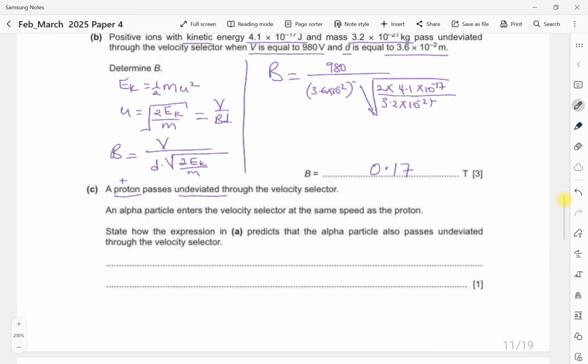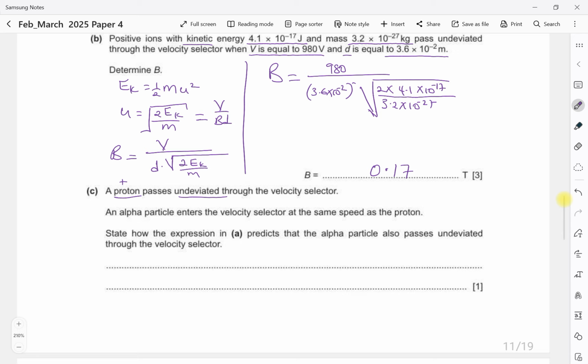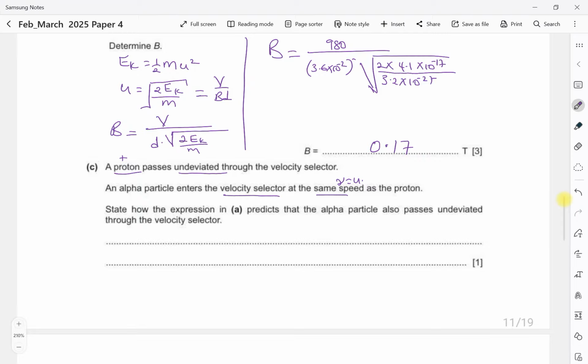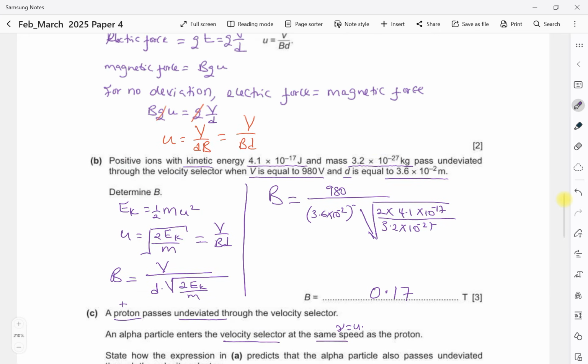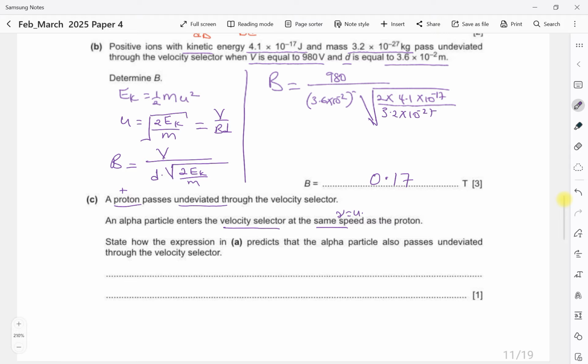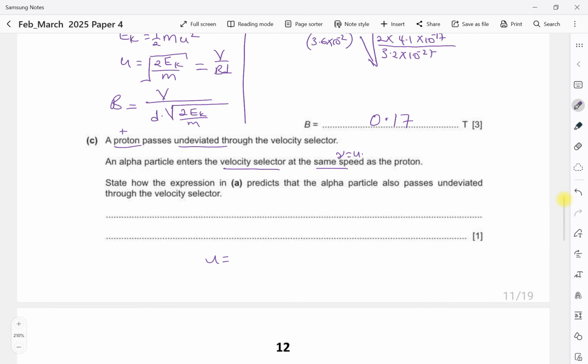But let's see what the question wants. An alpha particle enters the velocity selector at the same speed, so v is the same as u. State how the expression in A predicts that the alpha particle also passes undeviated through the velocity selector. So I want you to note that for no deviation, we want to use the expression in A. The expression in A is telling us that u equals V over BD. You notice that there is no speed in this expression here.